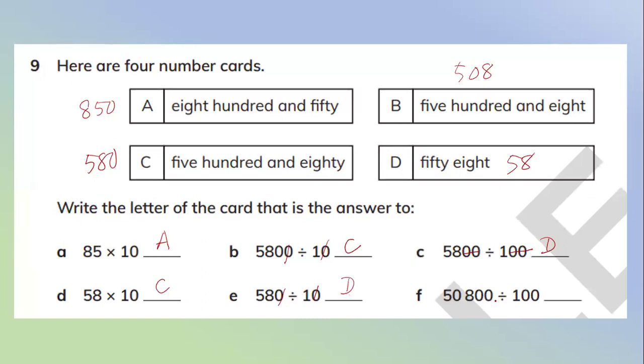And the last one, 50,800 divided by 100, cancel zeros. 508 is B.